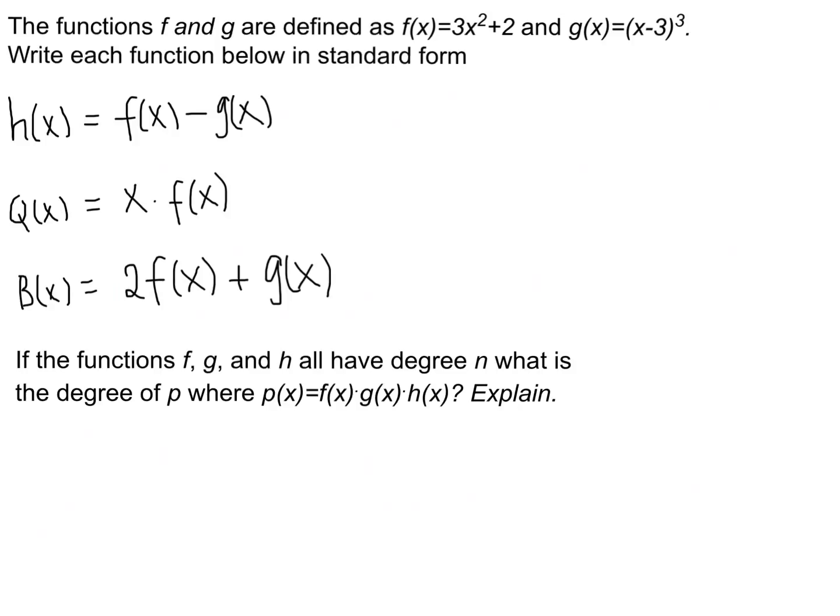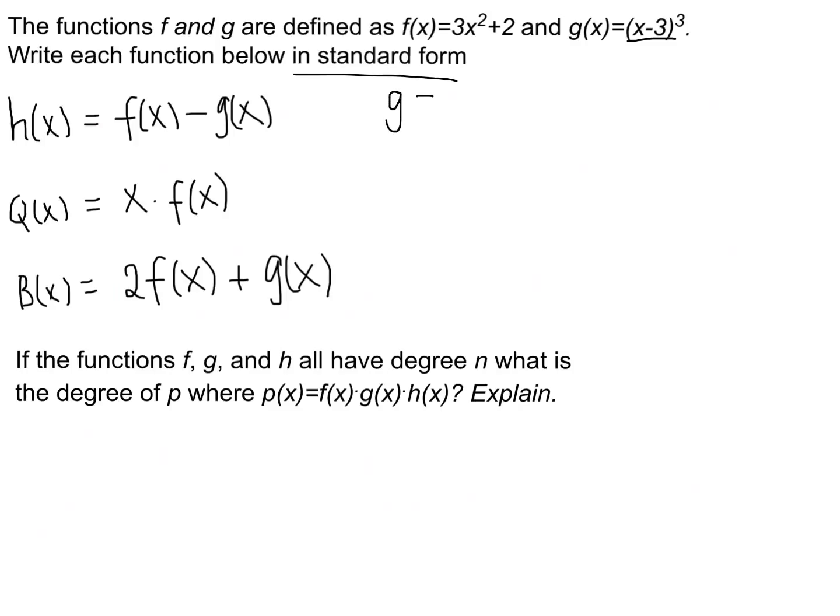All right, so first thing we note is that we want to put these in standard form, and so I'm going to need to have g of x in standard form, so that's going to be important. So what is g of x? Well, it's x minus 3 cubed. Great opportunity to use the binomial theorem.